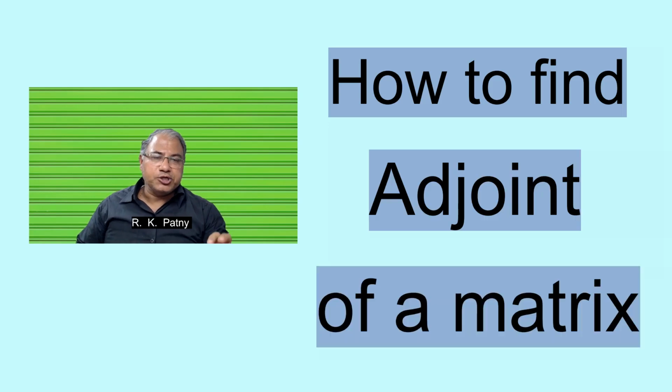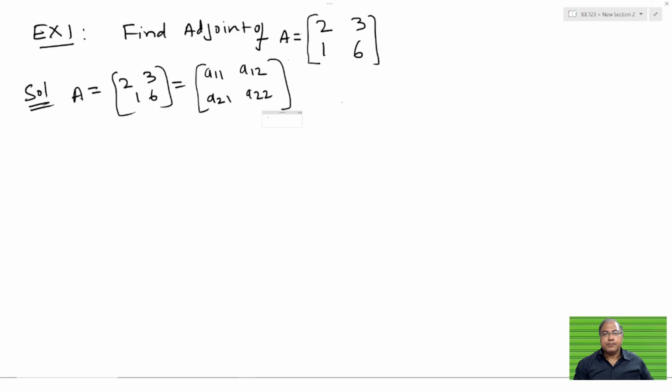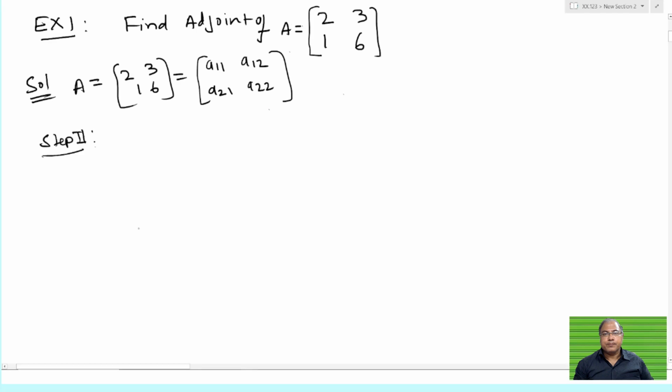Today I am going to teach you how to find out the adjoint of a matrix. Step 1. Let the given matrix equal A11, A12, A21 and A22. Step 2. In step 2 we have to find out minors.